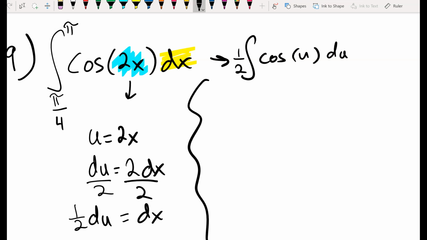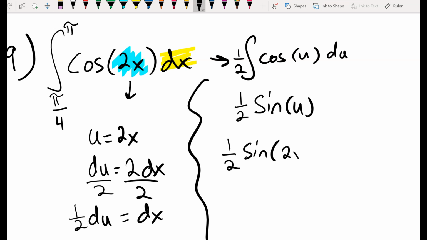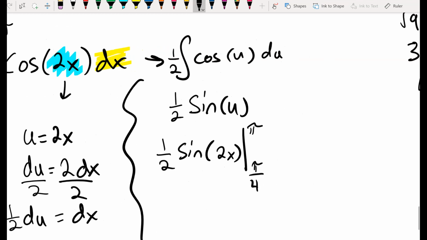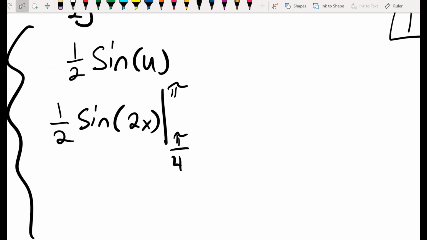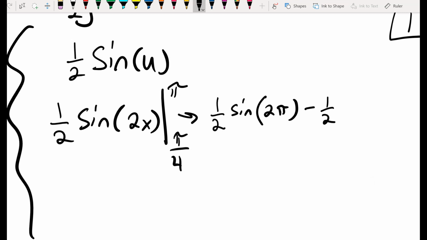So you got to ask yourself, who is cosine the derivative of? Well, cosine is the derivative of sine. So the antiderivative of cosine is just positive sine. And if I make the substitution, remember u is just 2x. Here's where you need to be super extra careful. When I substitute in these values for x, I want you to notice that there's a 2 in front here that I'm going to need to multiply each of these two. So watch what I'm going to do. This is 1/2 times sine of 2 times pi minus 1/2 times sine of 2 times pi over 4.